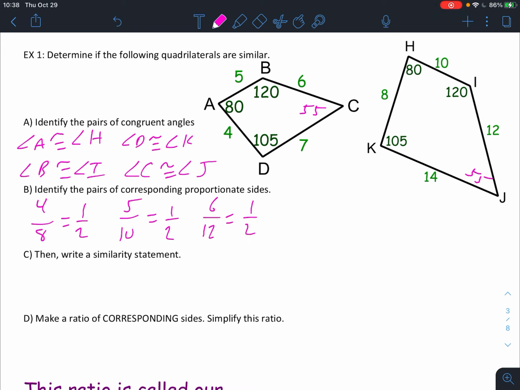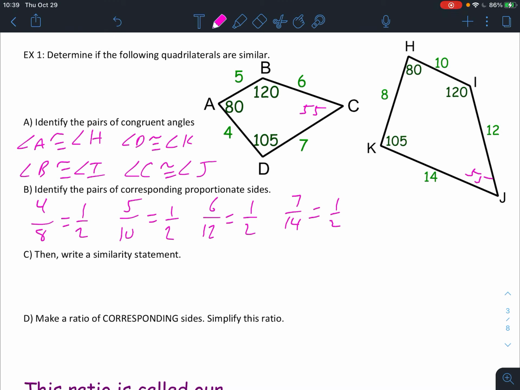We're almost there. We've got one more thing to check. Even if all of this is true, if the last side is not the same ratio, these would not be similar polygons. All right, so the biggest sides are 7 and 14. That also reduces down to 1 over 2. So all the angles are congruent. All the sides are proportionate.